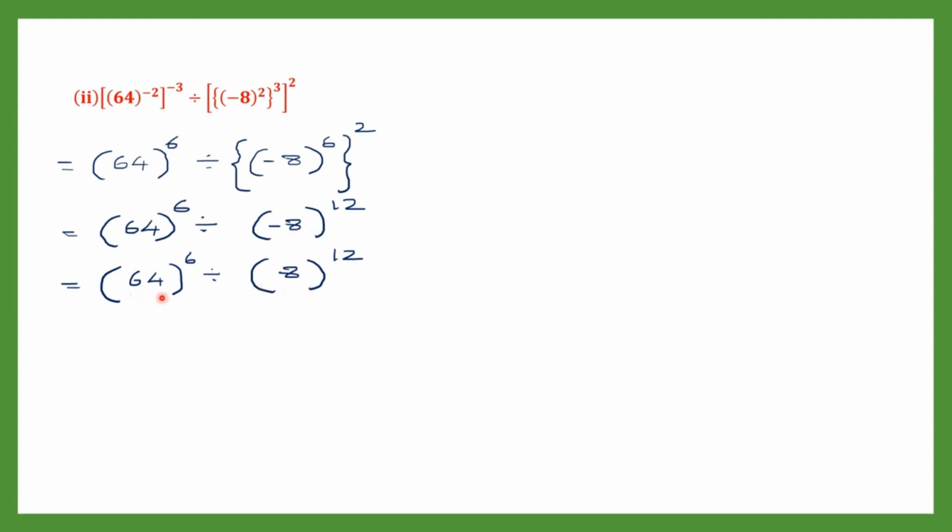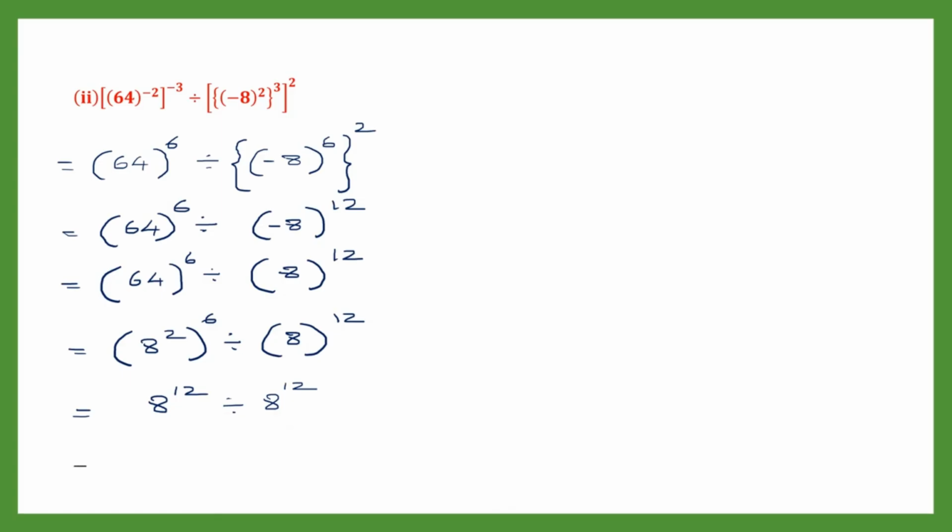Now here what we can do is we can change this to a base that is 8 because we already have 8 here. Now 64 is 8 into 8, that is 8 to the power of 2. So this is 8 to the power of 2, and now this whole thing is raised to the power of 6 divided by, this is already 8 raised to the power of 12. So now we can multiply these powers using the power law. So now here we get 8 raised to the power of 2 sixes are 12 divided by 8 raised to the power of 12. So now can you see both the base has become the same. The base here is 8, there also it is 8.